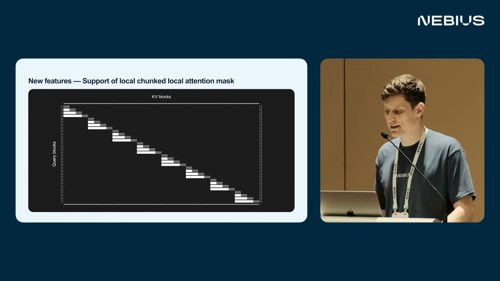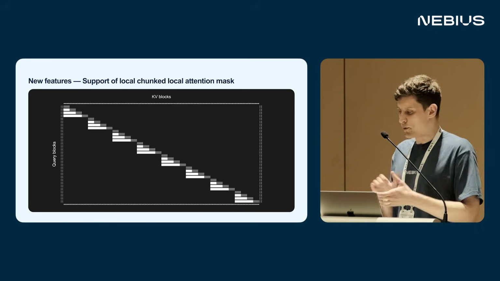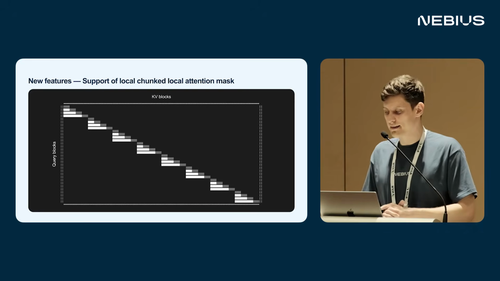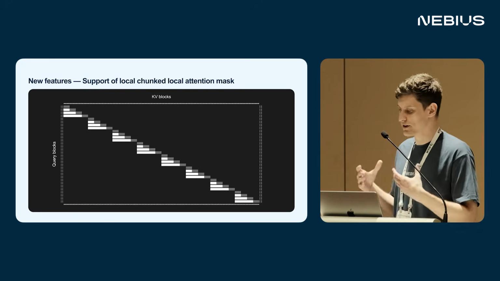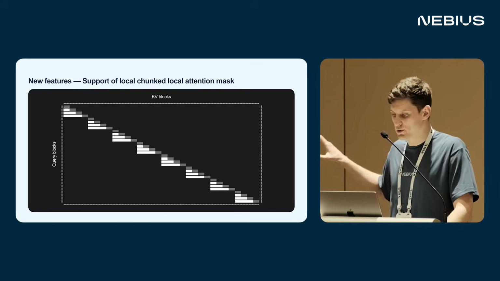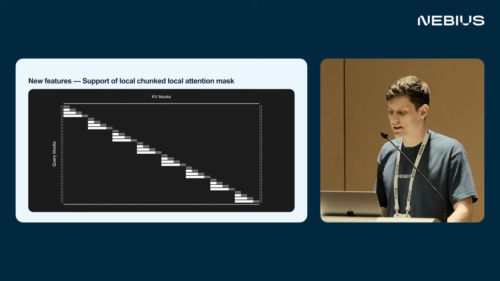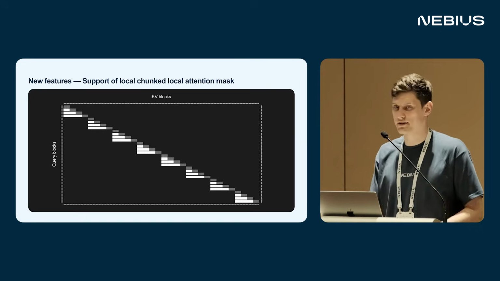And we are not standing still. Kvax is under active development. For instance, we have added support for a local chunked mask for Llama 4 internally. This means it will soon be possible to use Kvax for efficient fine-tuning of Llama 4 models, leveraging its performance benefits.